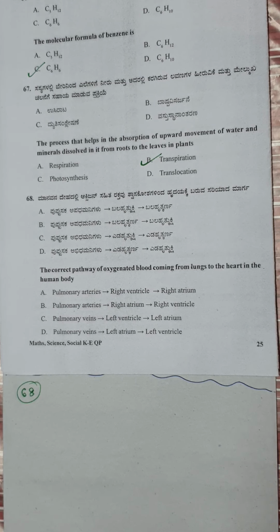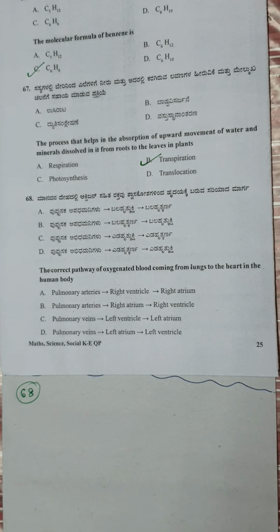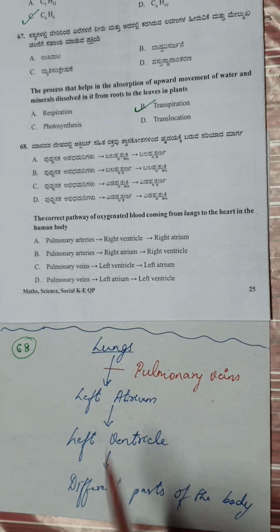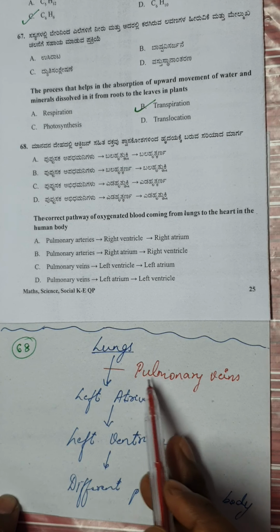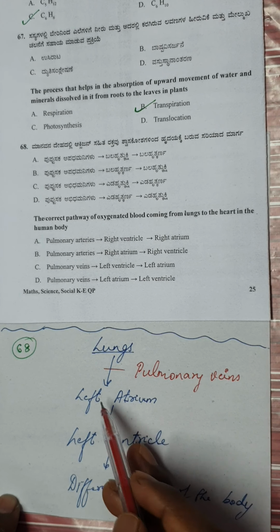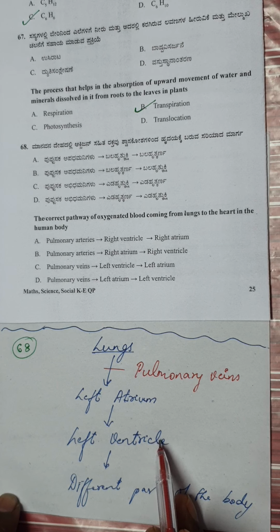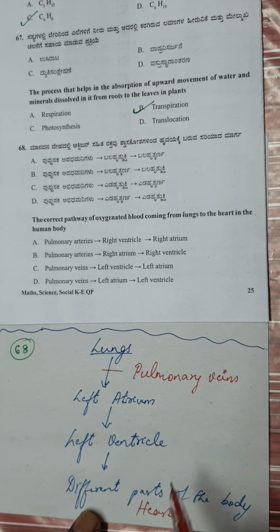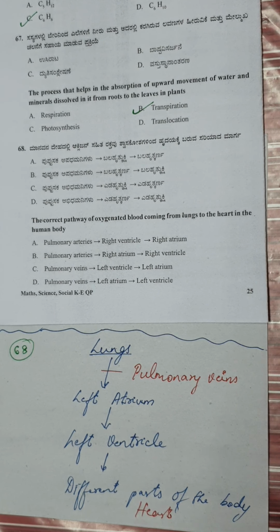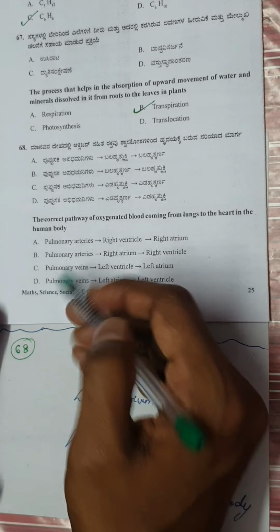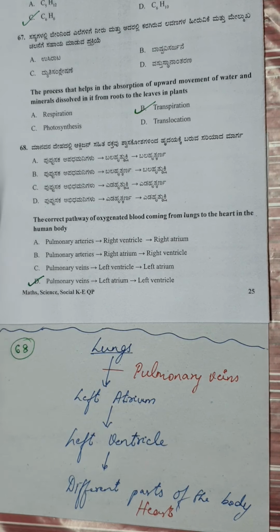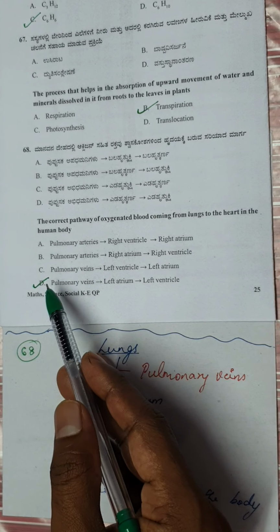Okay, so here the correct pathway for this question is, as I told you, from lungs. So clearly note down the path, dear students. From lungs, they reach the left atrium through the pulmonary veins. Okay, from left atrium they go to left ventricle. From there they move on to the different parts of the body, where you will have the heart. Okay, so the right or the correct pathway among the four options is in option D. So question number 68, the right option is option D.